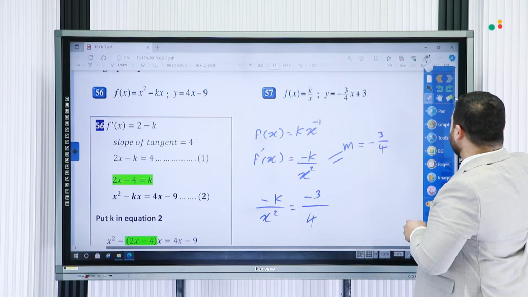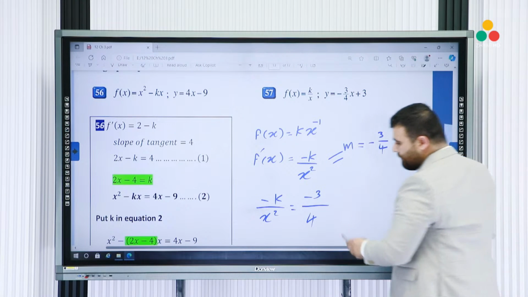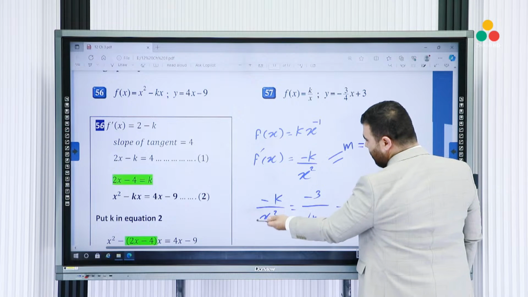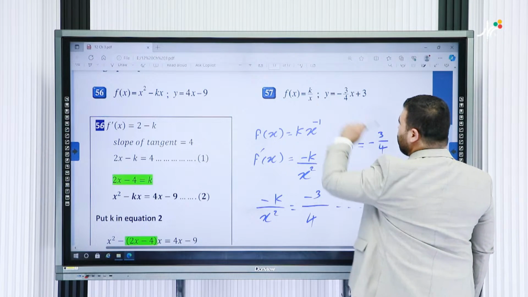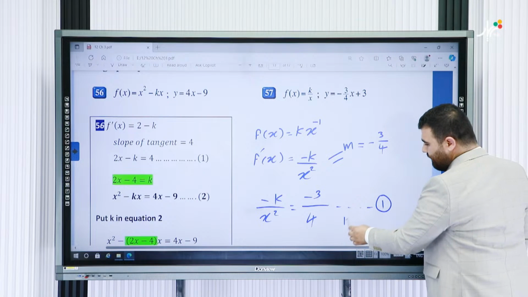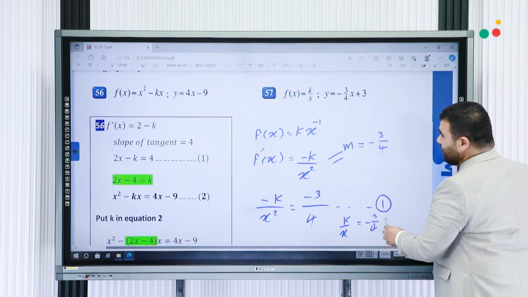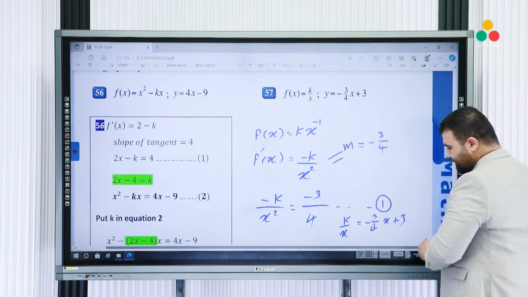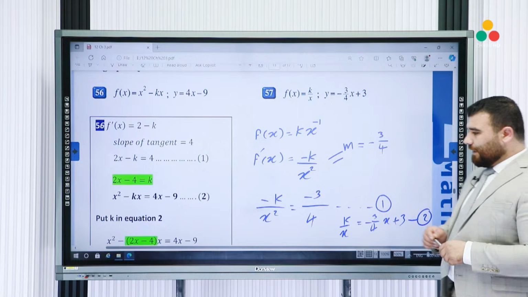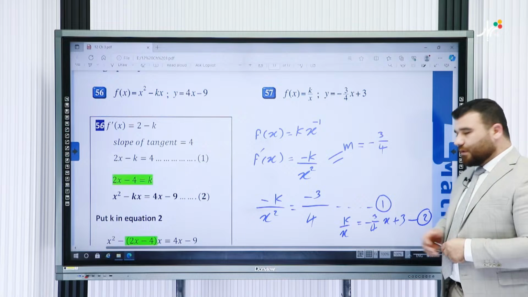Okay, the other step that we are going to do is to equate the equations as they are. So we can call this equation 1 as we equated the derivatives. We can equate the functions themselves. The functions: k over x equals negative 3 over 4 x plus 3. This is equation 2. In the first equation, make k alone, put the value of k here, then solve the system.